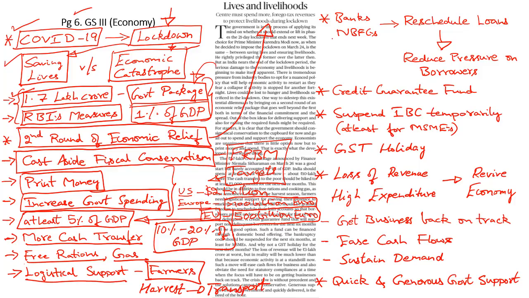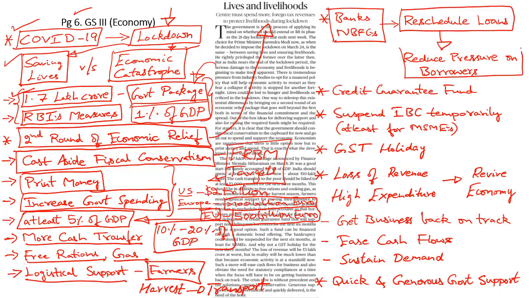Then the editorial also suggests that the government and the RBI could allow banks and NBFCs to reschedule and restructure the loans in order to reduce the pressure on the borrowers. Because the current moratorium provided by the RBI only defers the loan repayment and it does not essentially reduce the long-term burden on the borrowers. For this purpose, the government could consider establishing a credit guarantee fund which could cover for those who default on their loan repayments.